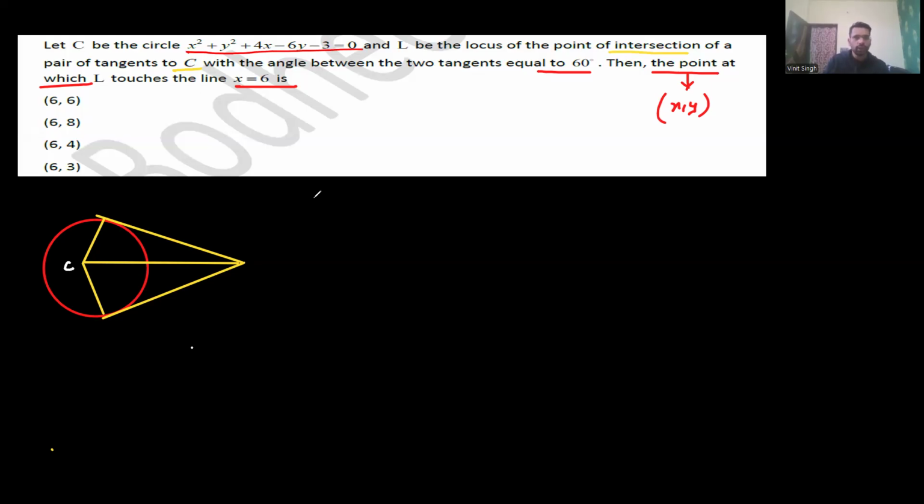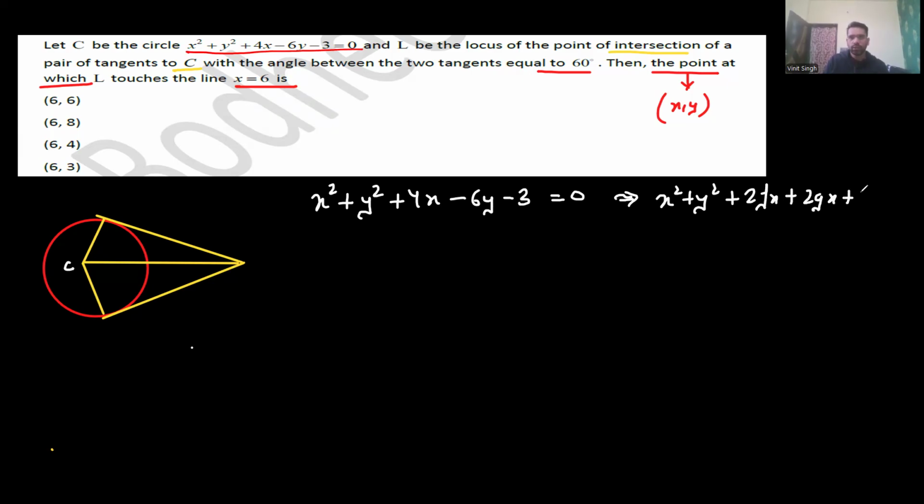Now the equation is given: x square plus y square plus 4x minus 6y minus 3 is equal to 0. And we know that the equation of a circle is x square plus y square plus 2gx plus 2fy plus c is equal to 0. So from here, 4x and minus 6y, we will get the coordinates of the center, which is equal to minus 2 and 3.